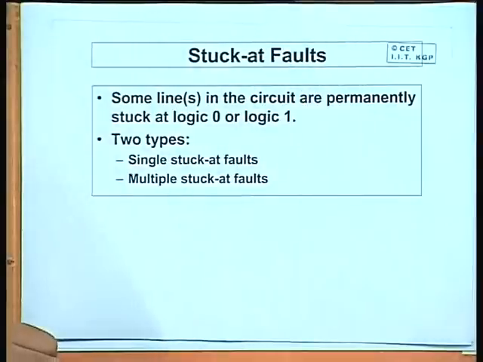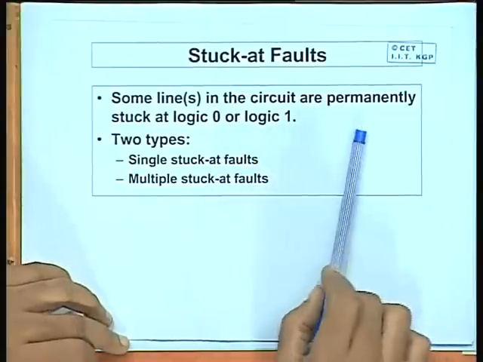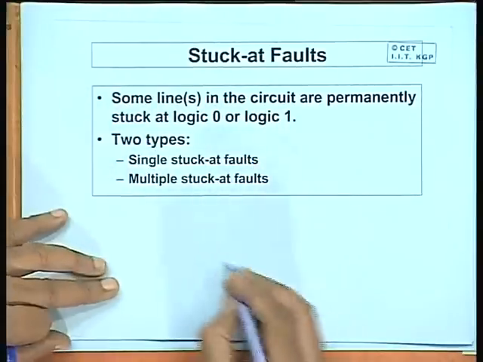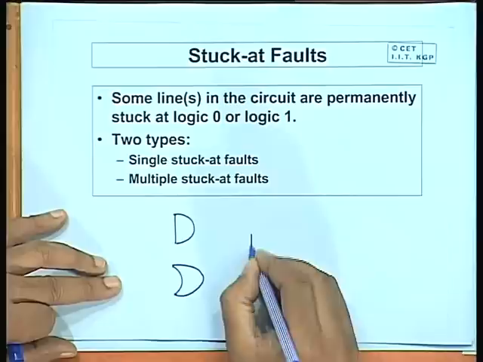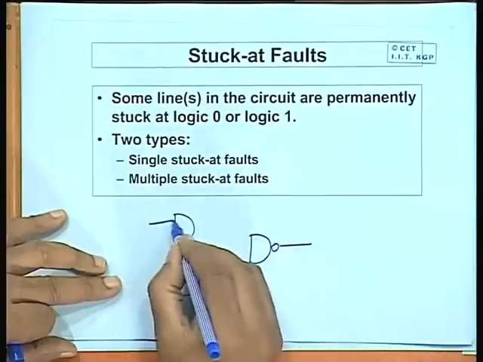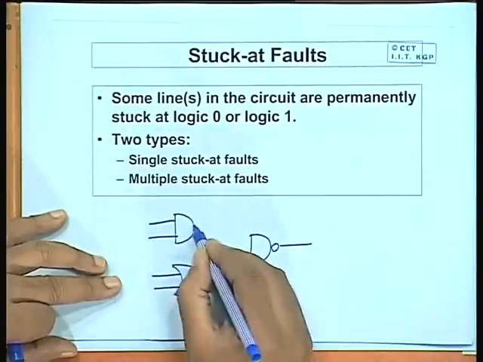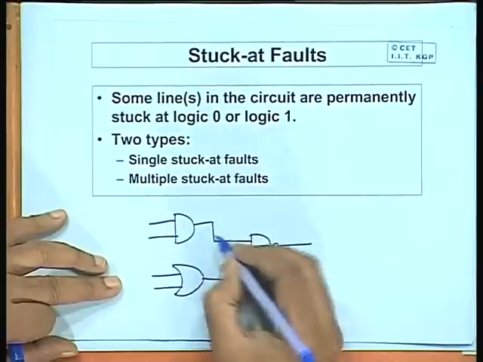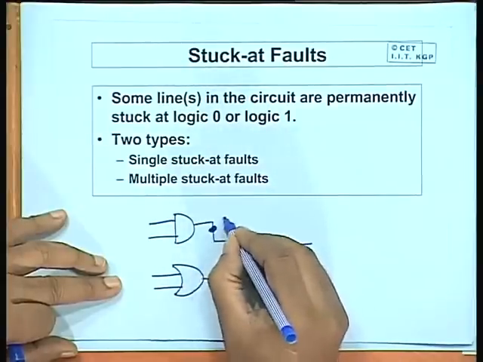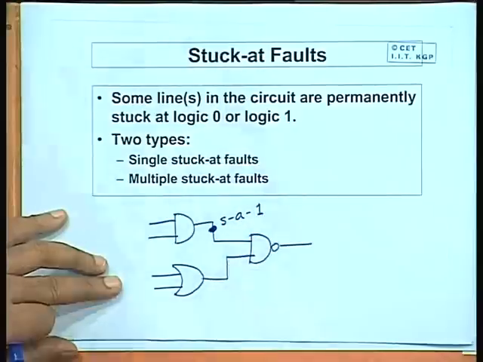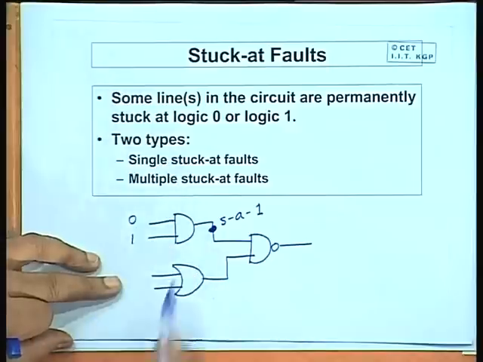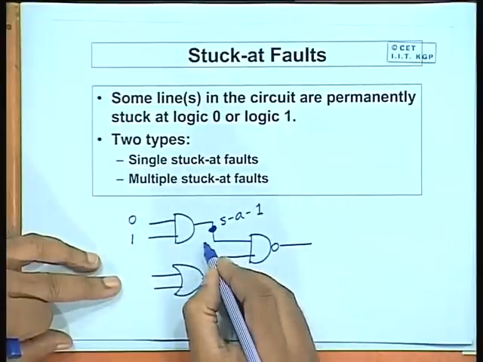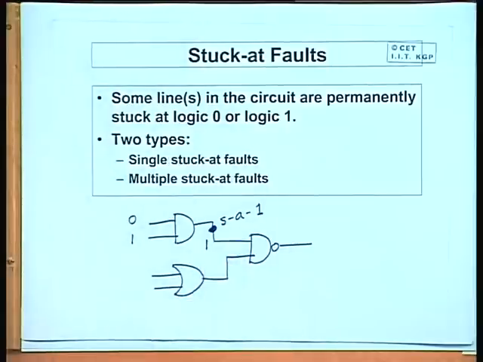Stuck-at fault is very simple in concept. This says that some lines in the circuit are permanently stuck at logic 0 or logic 1. Say I have a circuit like this, with 3 gates. I consider a gate level circuit. I can say that the output of this AND gate is stuck at 1. This means that irrespective of what input value I am applying to the inputs of this AND gate, the output of this AND gate will always be at logic 1. Okay?